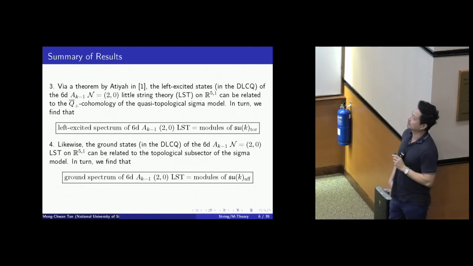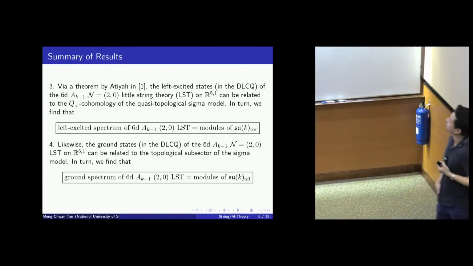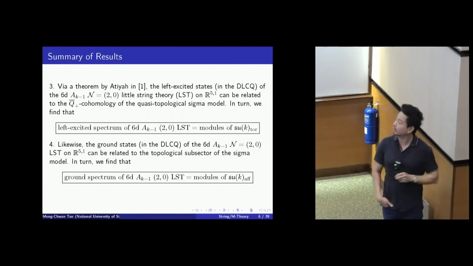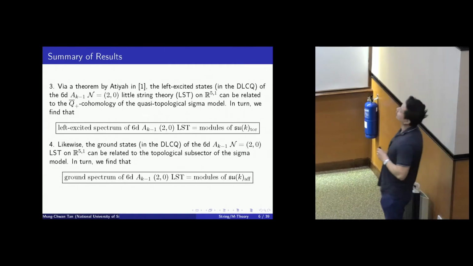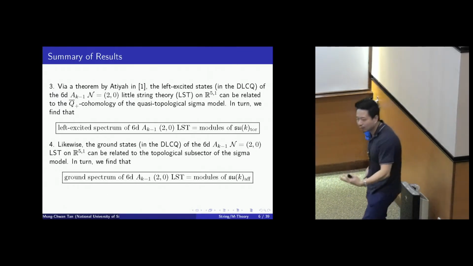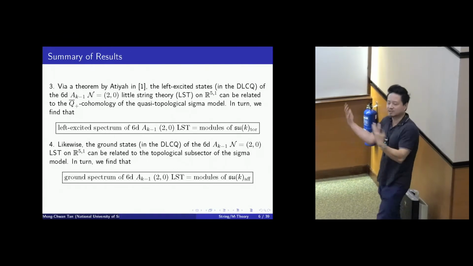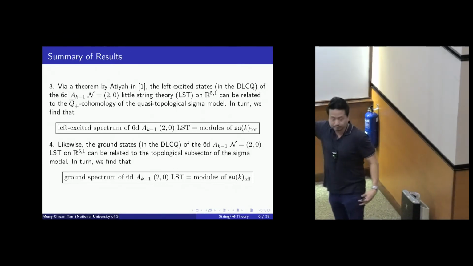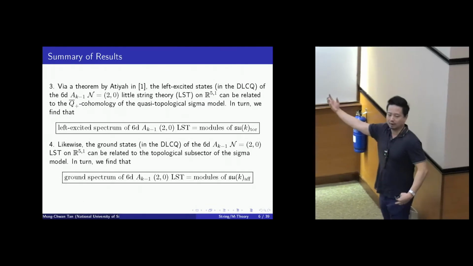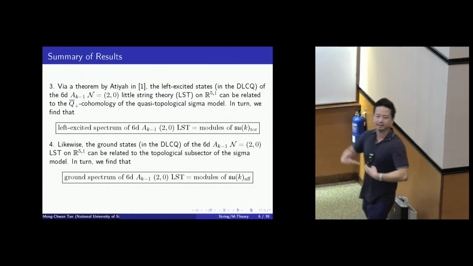Now, via the theorem by Atiyah, which I mentioned, which identifies the moduli space of instantons on R4 with holomorphic maps of CP1 into the loop group, we can say something about the left excited states of the DLCQ quantization of this 6D A_{K-1} N=(2,0) little string theory on R^{5,1}. The connection is that it can be described in terms of a sigma model on the moduli space of instantons. And then from there, the spectrum of this sigma model can be identified with the spectrum of the sigma model on the loop group. That's where you can extract the spectrum and apply it to the spectrum that you're looking for in the little string theory. Okay, so that's the strategy, right?